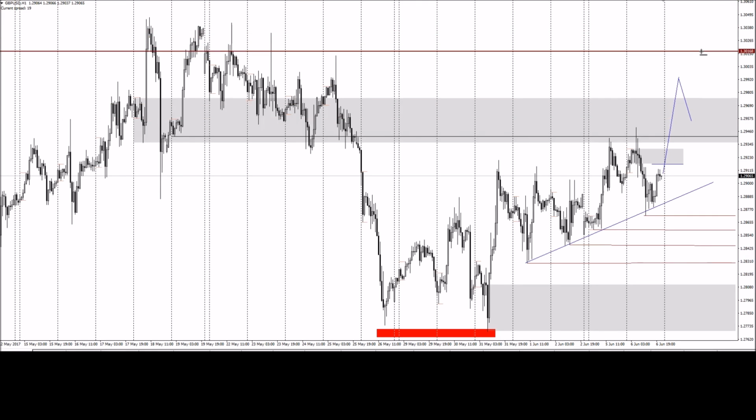Oh, I just got rid of this. What level was that? Yeah. Overall, I do think it's going higher, but I'm just looking for the stop runs. For me, the downside stop runs are looking nice. So that's how I'll be looking to play.